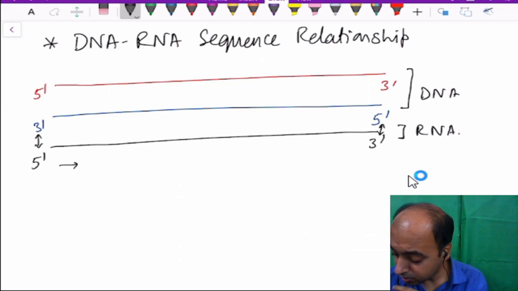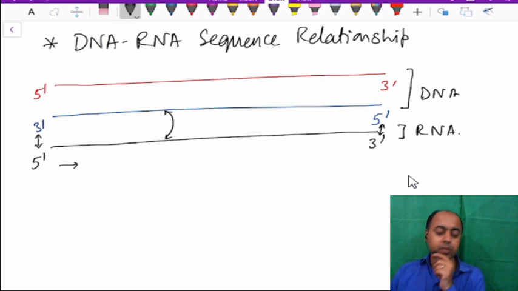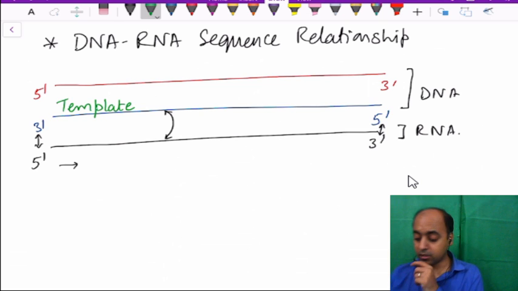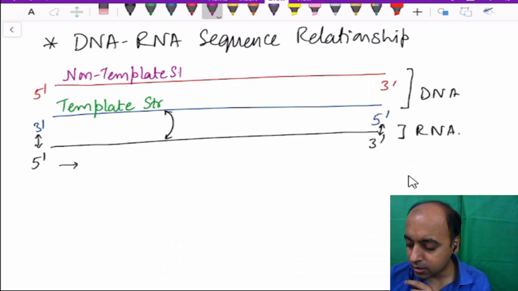The strand from which we copy the RNA is known as the template strand. Obviously, the second strand will be known as the non-template strand.